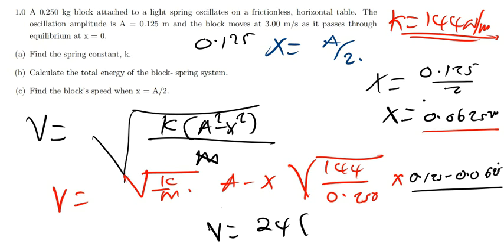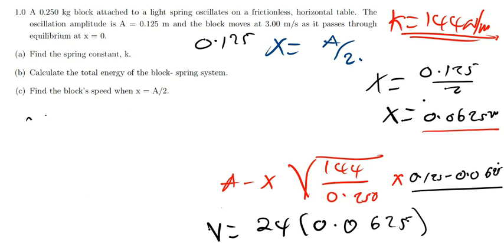So again I'm getting 0.0625, like that. Okay, so if I multiply this 2 times 24, yeah, I'm now getting 1.5 meters per second. So this is the answer for part C.